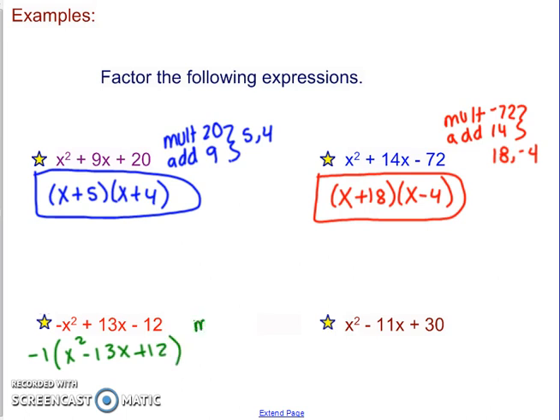So now we have to come up with two numbers that multiply to positive 12 and add to negative 13. So since my c term is positive, I know the numbers have to both be positive or both be negative. Since they add to a negative, the numbers should both be negative. So I'm going to use negative 12 and negative 1. So what we're going to do is keep that negative 1 on the outside that we took out originally. And now we just write our factors, x minus 12, x minus 1.